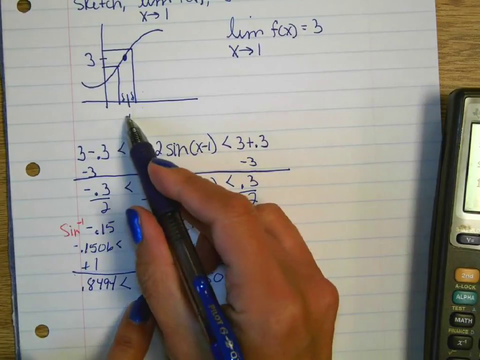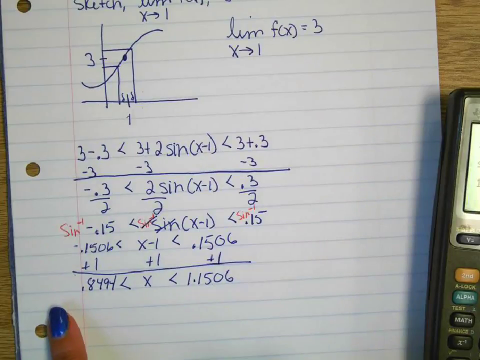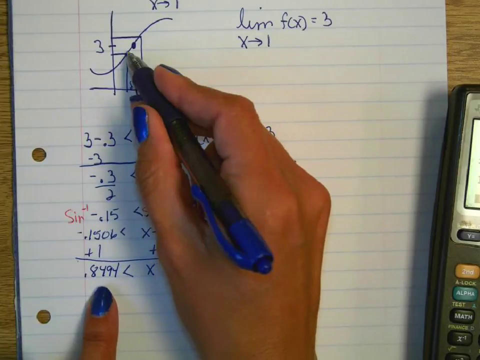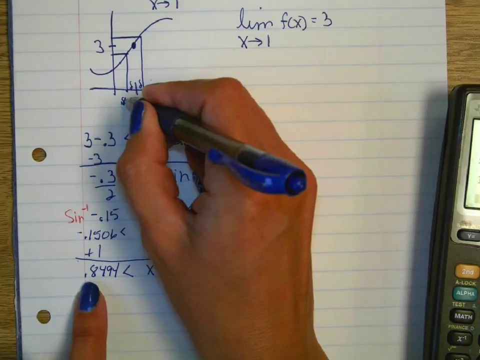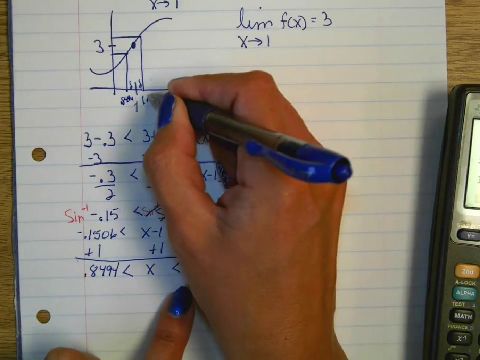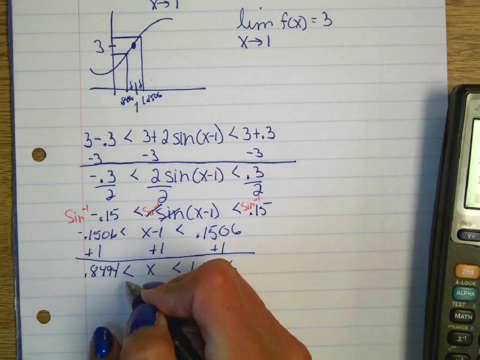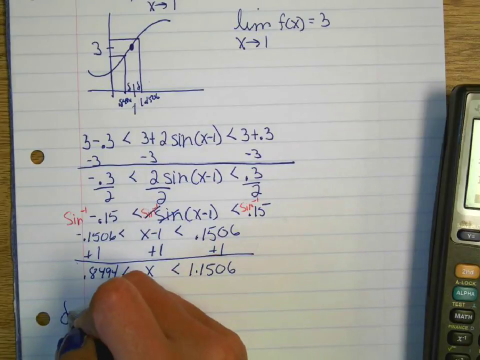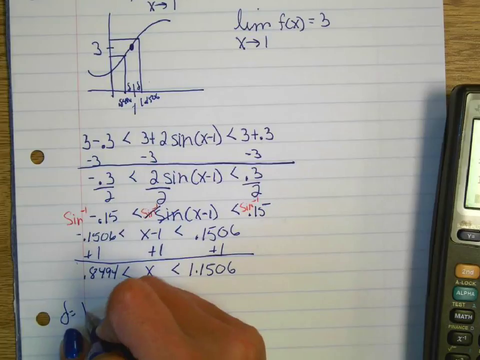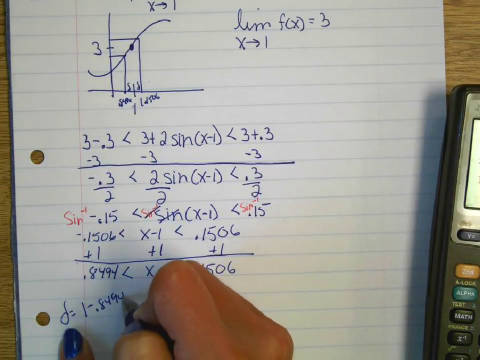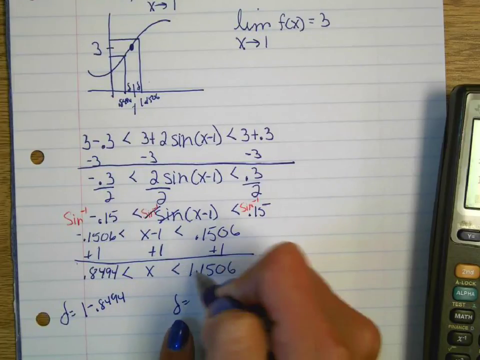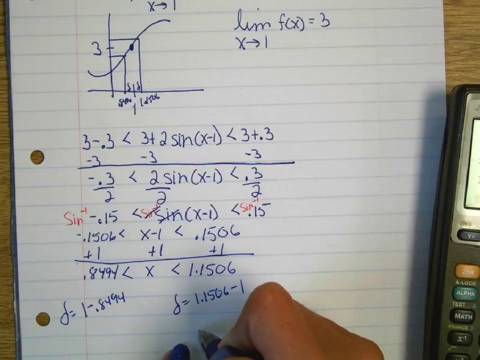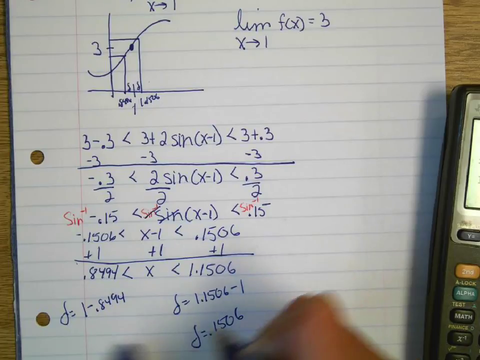Okay, I'm going to check. I was approaching 1, and the numbers are on each side of 1, so I think I did a good job there. Now remember this is the x value, delta is the distance away. So this one is at 0.8494, and this one over here is 1.1506. The delta is always a distance, so it's got to stay positive. Over here, I'll take this number and subtract 1, and I get a delta equal to 0.1506.